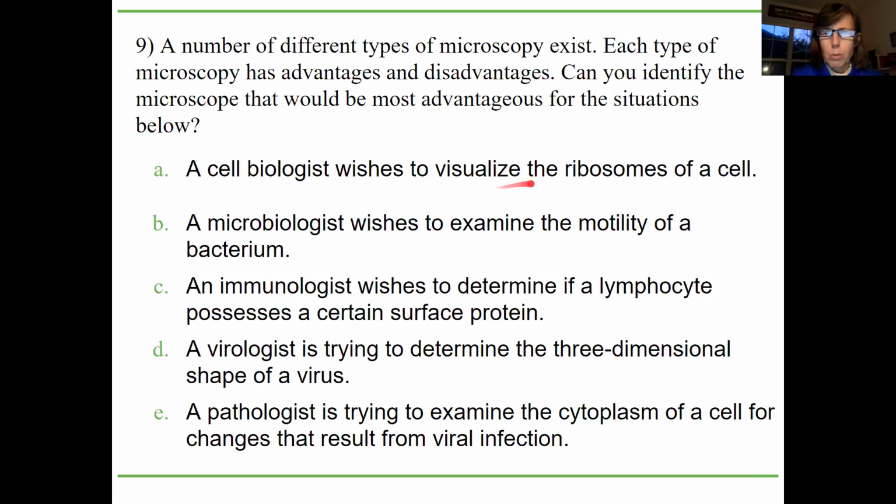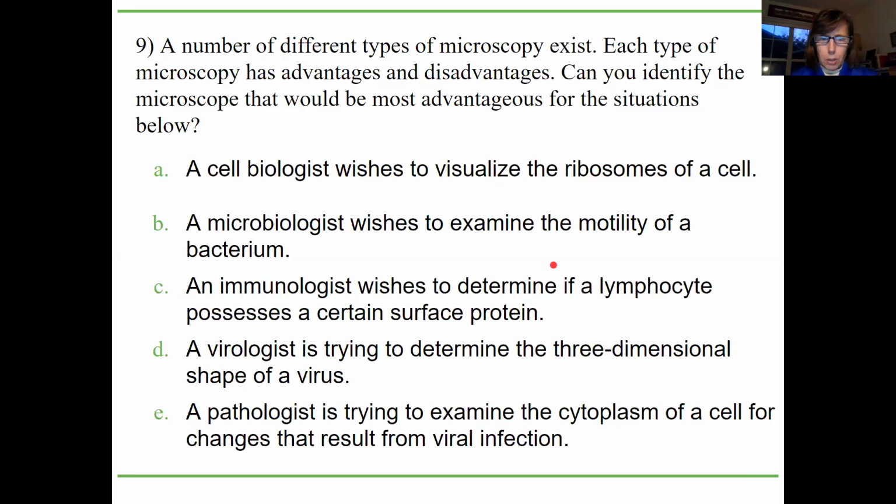A scientist wishes to visualize the ribosomes of a cell. That's a subcellular particle, very small, so you wouldn't use light microscopy. Would you use scanning electron microscopy, or would you use transmission electron microscopy? Well, you want to look at the inside of the cell, so transmission electron microscopy would be the best tool there.